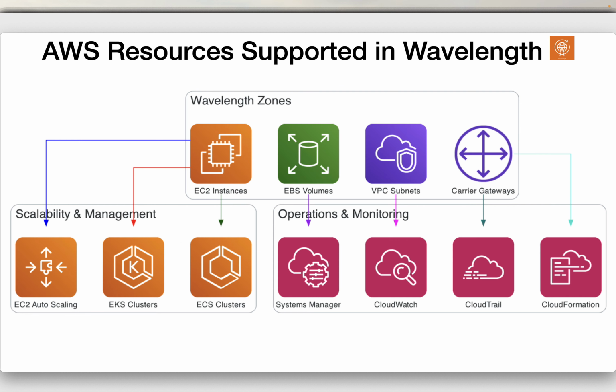Some AWS resources supported in Wavelength are EC2 instances, EBS volumes, VPC subnets, carrier gateways, and it also supports EC2 auto scaling, Elastic Kubernetes Service clusters, Elastic Container Service clusters, Systems Manager, CloudWatch, CloudTrail, and CloudFormation. As of this recording, these services can be operated in the Wavelength.